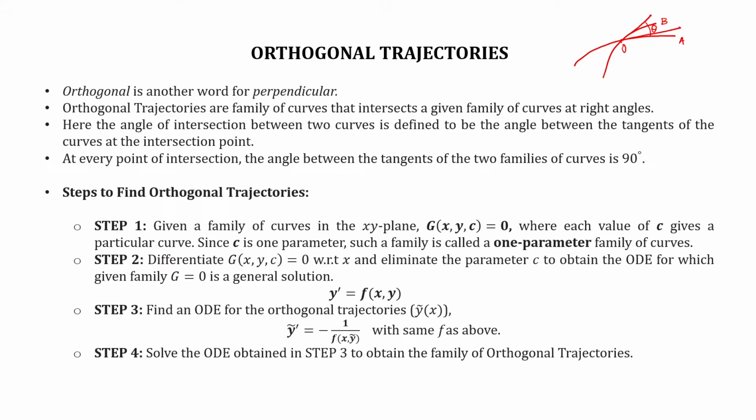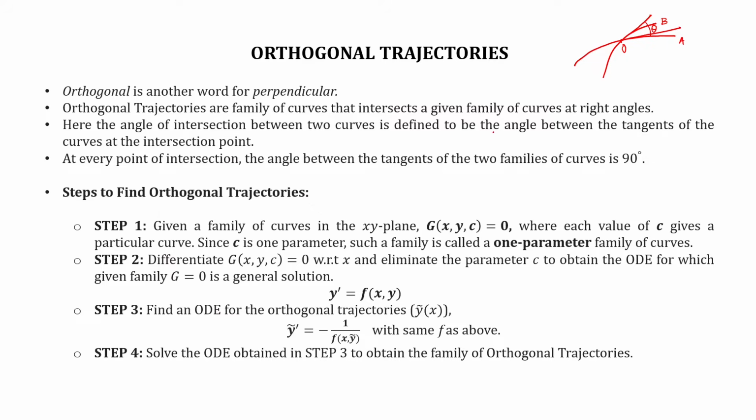So what do we mean by orthogonal trajectories? Orthogonal trajectory means at the point of intersection the angle between the tangents, or the angle between the curves, should be 90 degrees. Now it is important to note that when we talk about orthogonal trajectories, we talk about two families of curves. We have a given family of curves and we are going to find another family of curves which intersects the given family of curves at right angles.